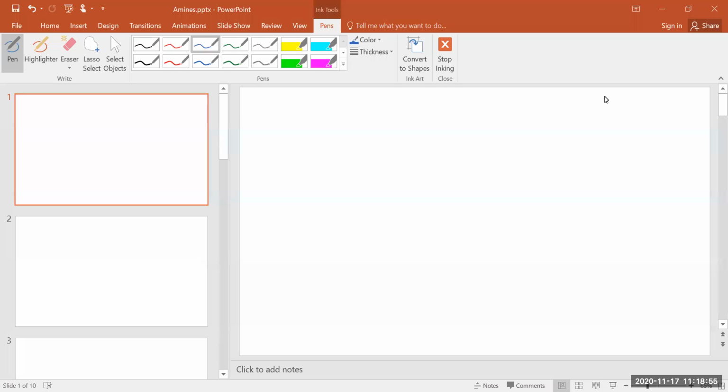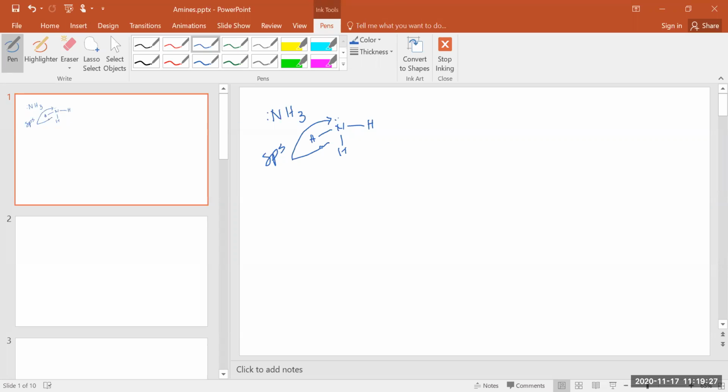So amines, this is the functional group. They are the derivatives of ammonia, NH3. This ammonia has 3 hydrogens and 1 lone pair of electrons, so it is sp3 hybridized. Most of the reactions of this are due to the lone pair of electrons.